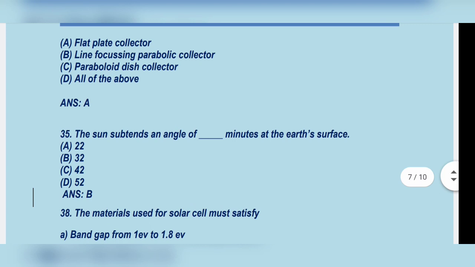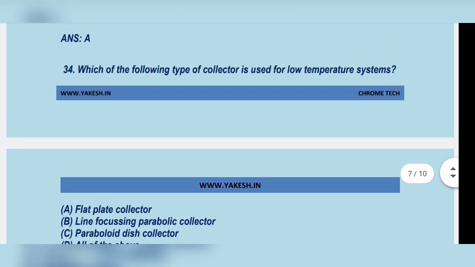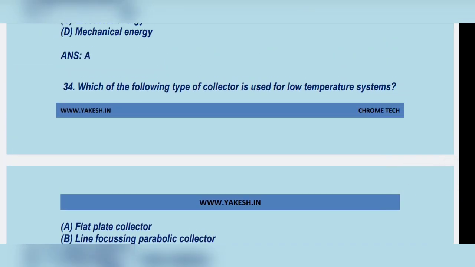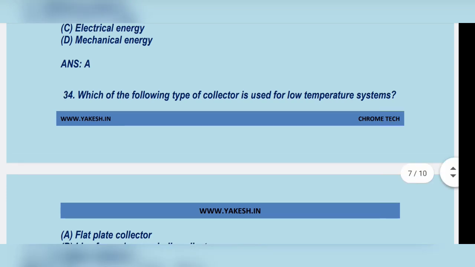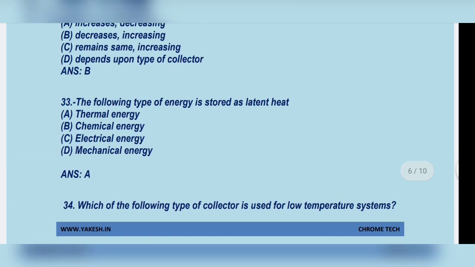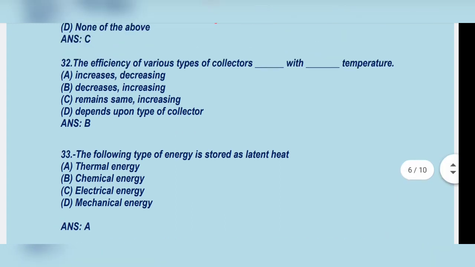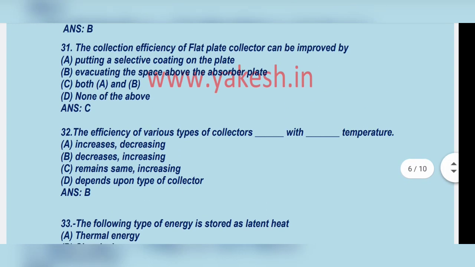The sun subtends an angle of option B, 32 minutes at the Earth's surface. Which of the following type of collector is used for low temperature system? Flat plate collector. The following type of energy is stored as latent heat: option A, thermal energy. The efficiency of various types of collector: option B, decreasing and increasing temperature.